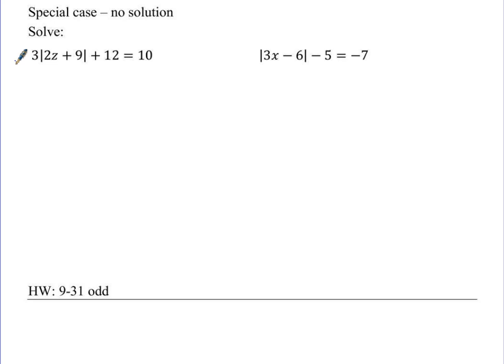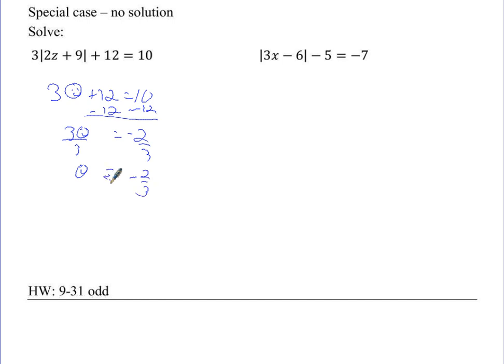No. Let's imagine for a second that this was 3 smiley face plus 12 equals 10. I want to solve for smiley face. Subtract 12, and I get 3 smiley face equals negative 2. And then I'm going to divide both sides by 3 to get smiley face by itself. So the answer would be negative 2/3. That's how you do this problem if it wasn't an absolute value. But this right here is like the smiley face. So we got to get that by itself first, and then we can do case 1, case 2.